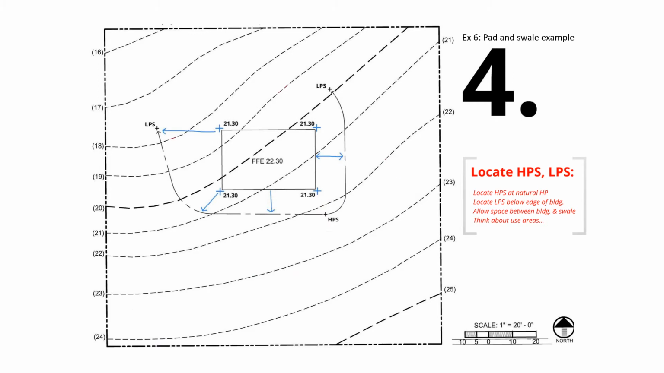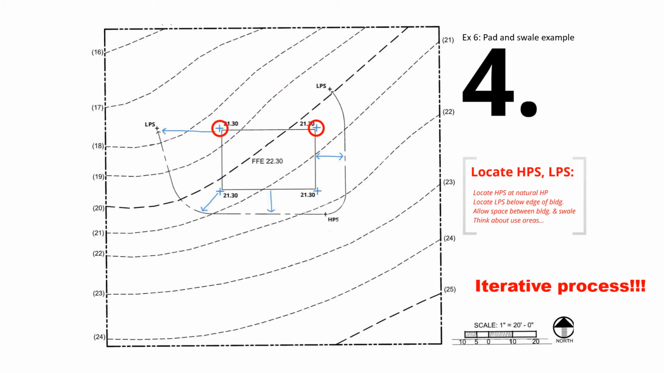The key here is to allow enough space between the building and the swale based on given slope or other requirements and the desired use of the exterior space. One key thing to note here is that this is an iterative process, just like every other design process. Try one location for HPS, and if it turns out it won't work, for instance, it will cause slope violations somewhere down the line, we'll try another one. It's definitely not set in stone with your first trial. Okay? Next, let's talk about how to set the LPS.